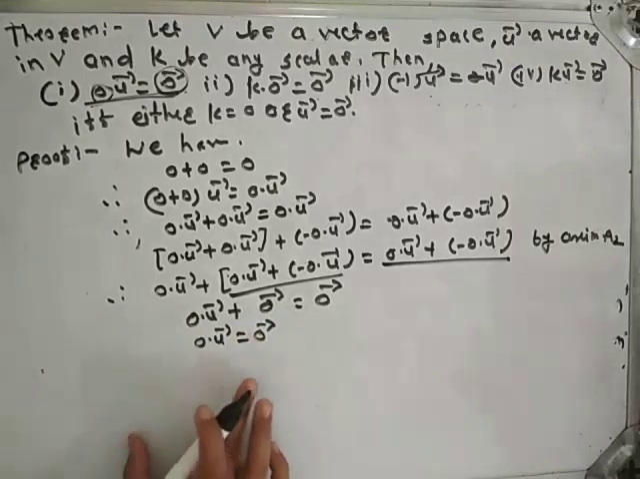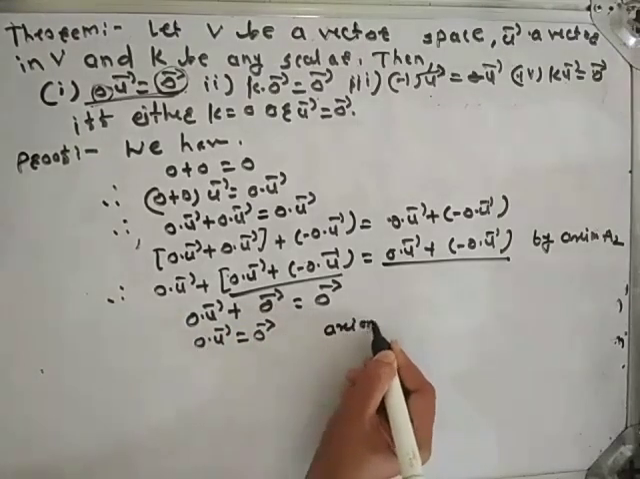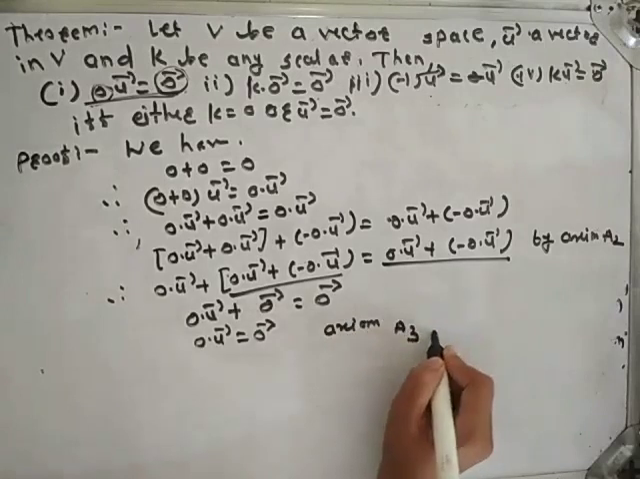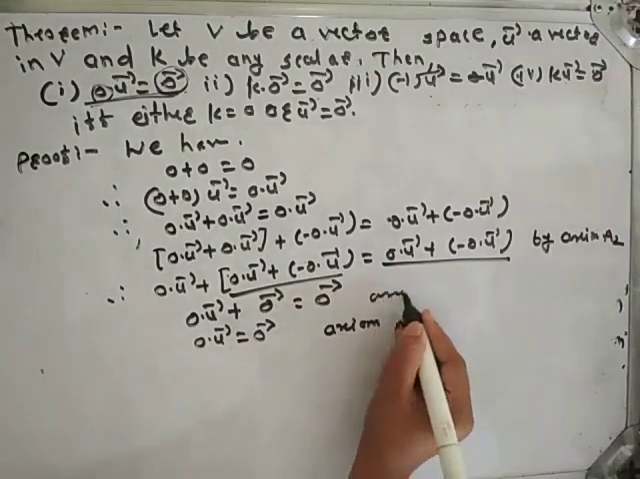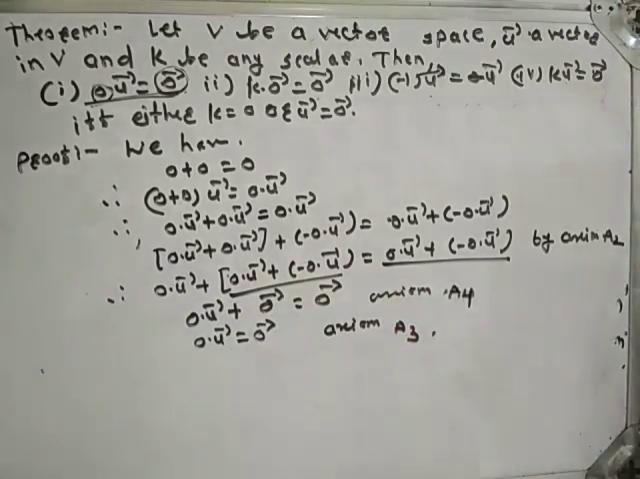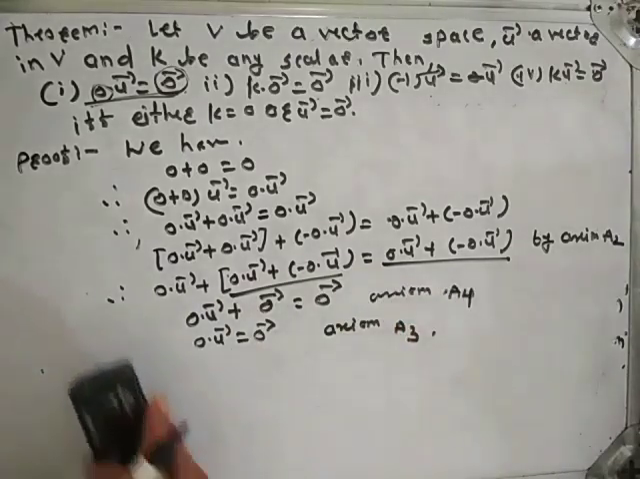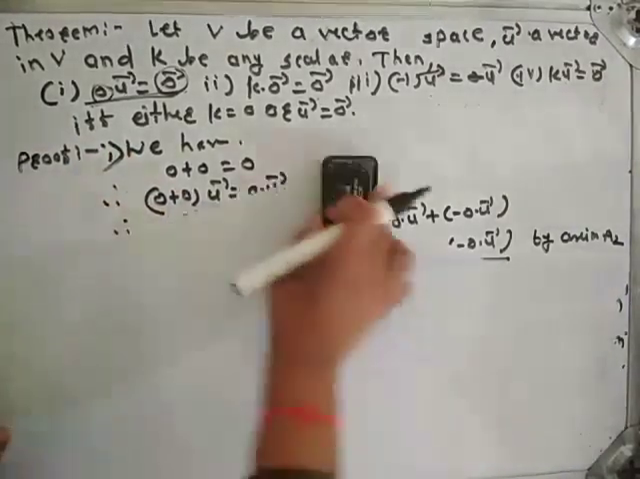Hence we have proved what we wanted to prove. This is by axiom A3. Here by axiom A4. I hope all of you understand. This is the proof of the first part. Now we will prove the second part.